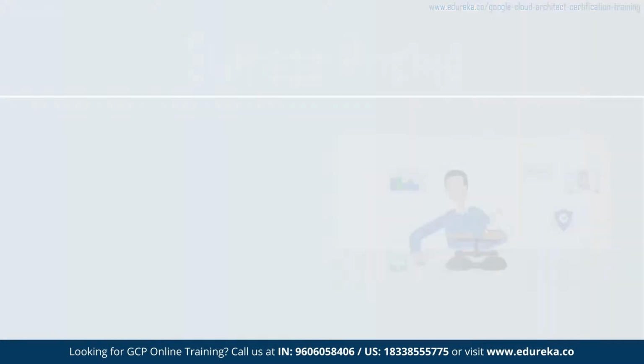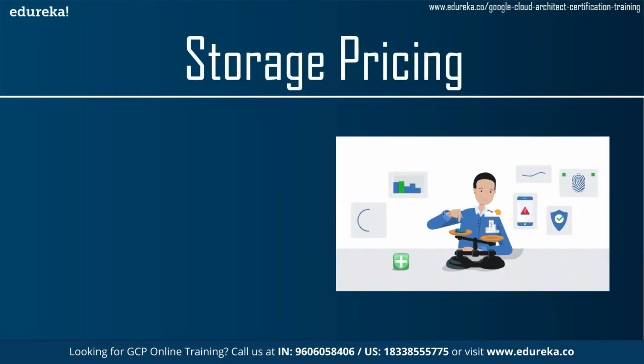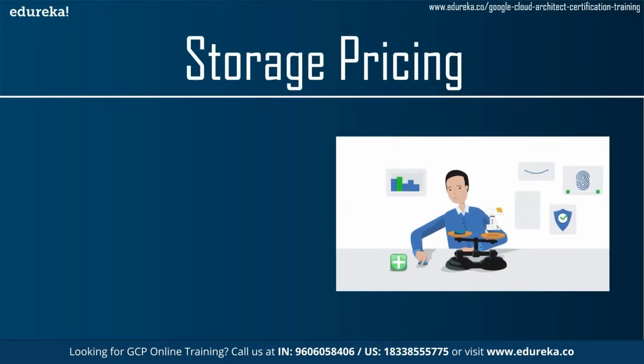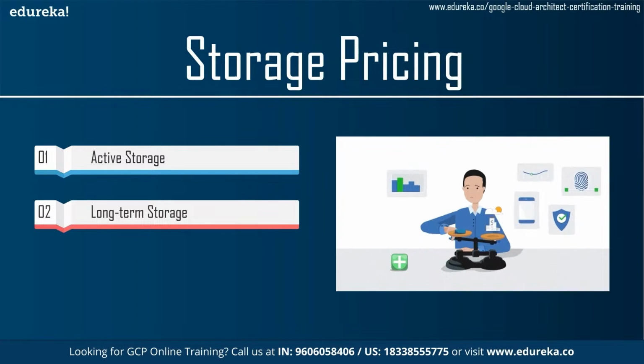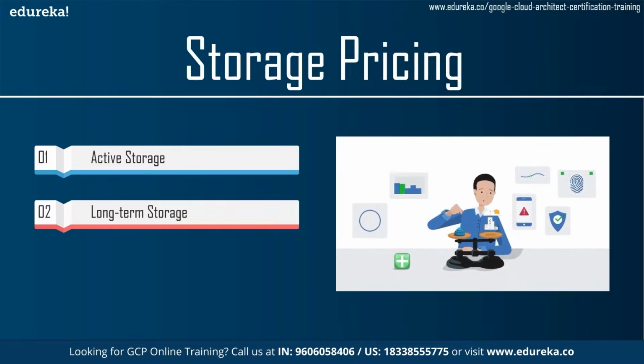Let's move on to the second major pricing category, that is storage pricing. Storage pricing is the cost to store data that you load into BigQuery. Now you pay for active storage and long-term storage. Active storage includes any table or table partition that has been modified in the last 90 days. Long-term storage includes any table or table partition that has not been modified for 90 consecutive days. The price for storage for that table automatically drops by approximately 50%. There is no difference in performance, durability or availability between active and long-term storage.